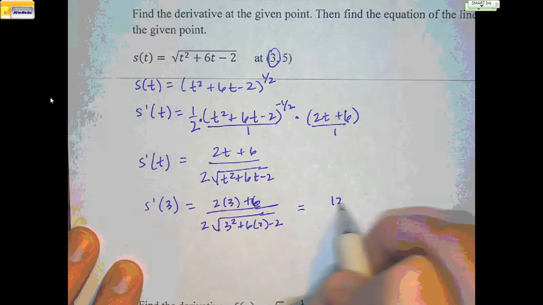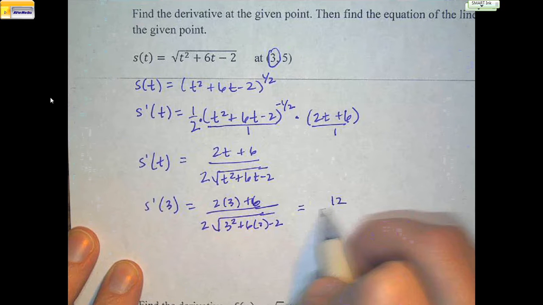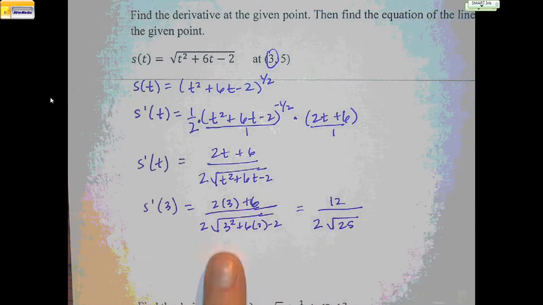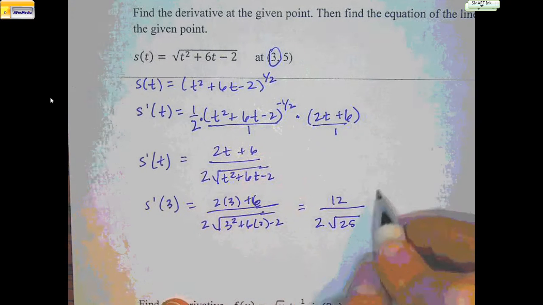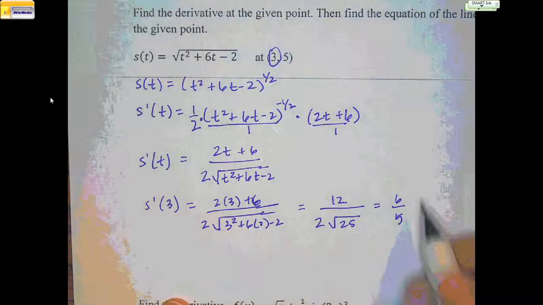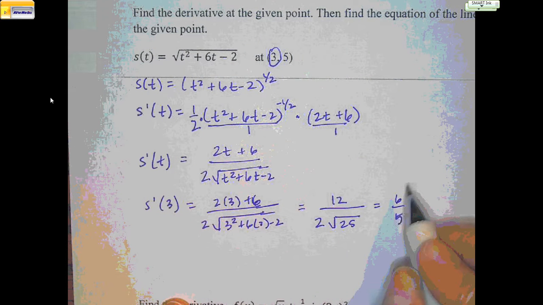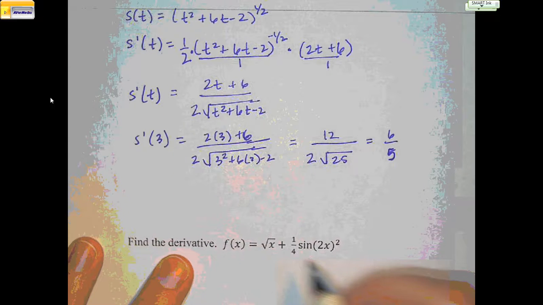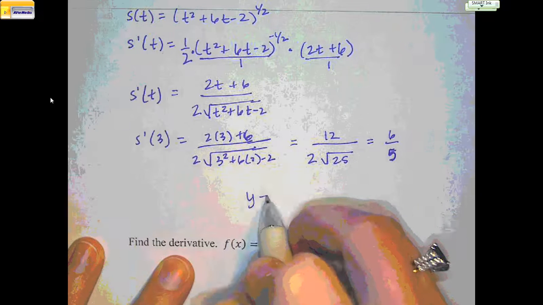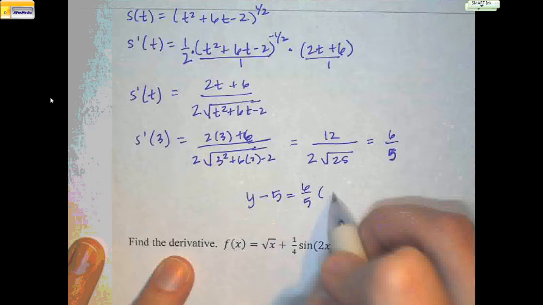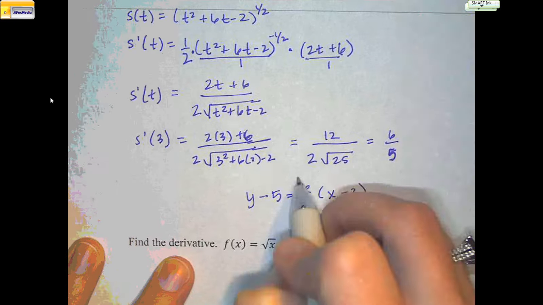So we have 2 times 3 plus 6, and everywhere I see a t, I put in a 3. So on the top we have a 12. 2 times radical 9 and 18 minus 2 is 25, isn't it? 7 and 18, 25. So we wind up with 6/5. What you found was the slope. You already have a point. They want the equation. So y minus the y they give you equals the slope we figured out times x minus the x they give you. And that's it.